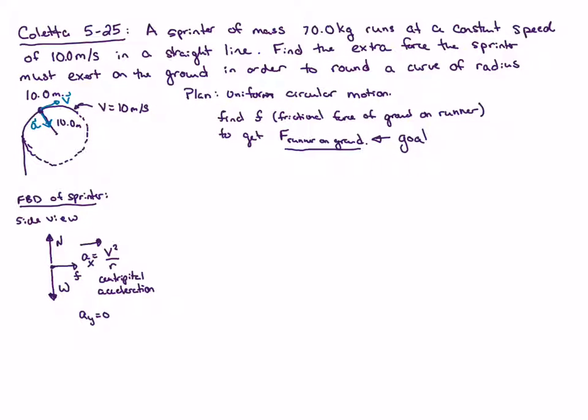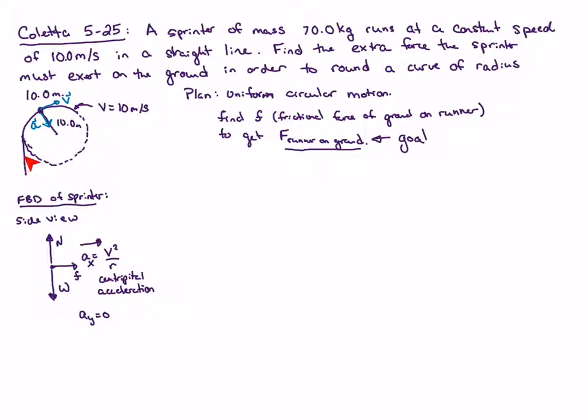Before I continue with that, I actually realized that we need to maybe interpret the problem a little bit more. What it's asking is to find the extra force the sprinter must exert on the ground in order to round a curve. So this is still the correct goal, but we only want the portion that's helping us round the curve.